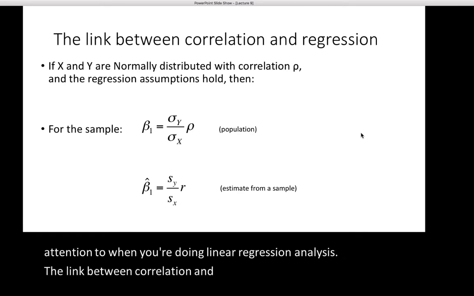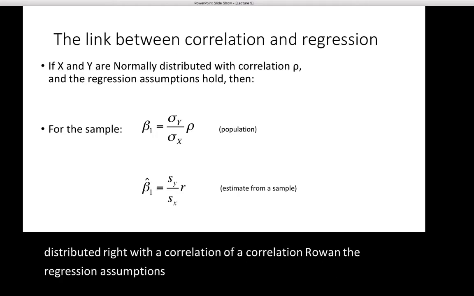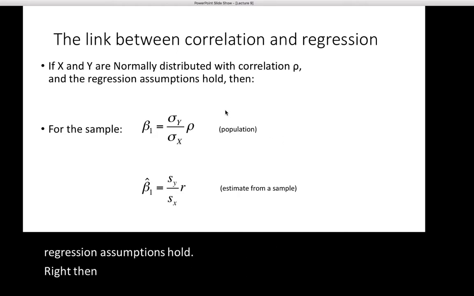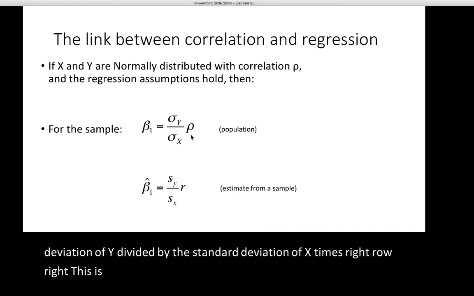The link between correlation and regression. If X and Y are normally distributed with a correlation rho and the regression assumptions hold, then for the sample, beta 1 is going to be the standard deviation of Y divided by the standard deviation of X times rho. This is like the Greek term I was telling you about earlier.